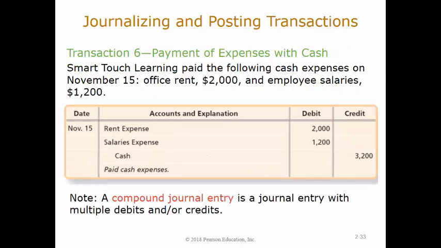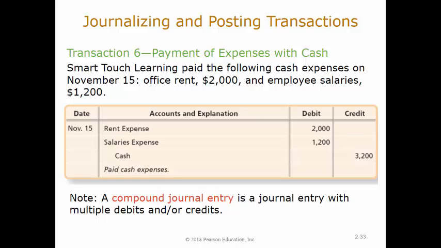In Transaction 6, the company paid the following cash expenses on November 15th. Office rent, $2,000, and employee salaries, $1,200. The three accounts involved are cash, an asset, rent expense, equity, and salaries expense, equity. Cash decreases with a credit, and the two expense accounts increase with a debit.